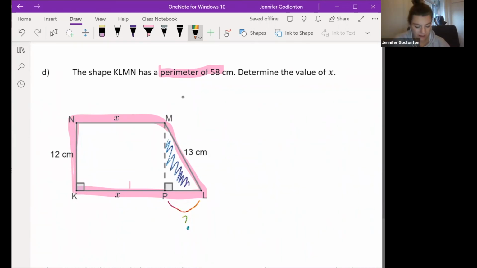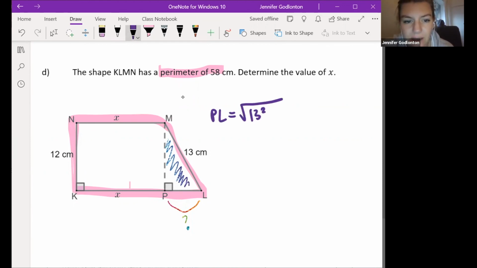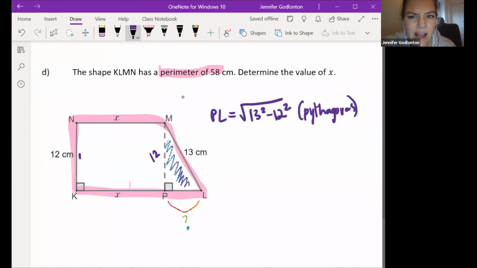Okay, so PL. Great place to start. I like it. So PL is going to be the square root of 13 squared minus 12 squared, because of this 12 here, that would be 12 there. And that's because of Pythagoras. Okay, so then we know that this is 5. Where would I go to from there?